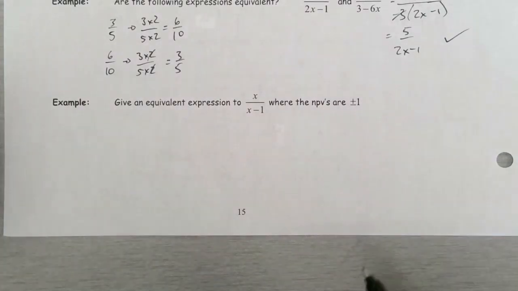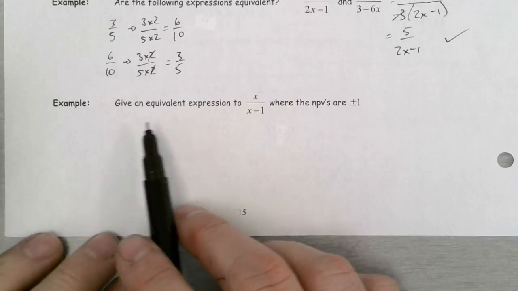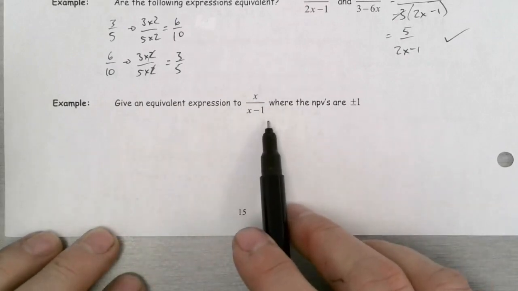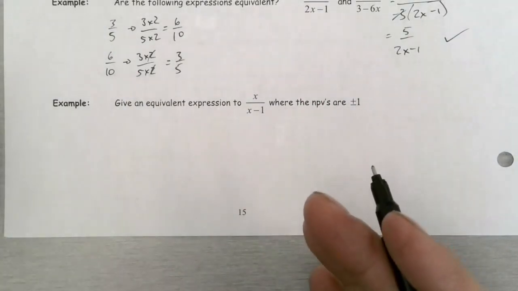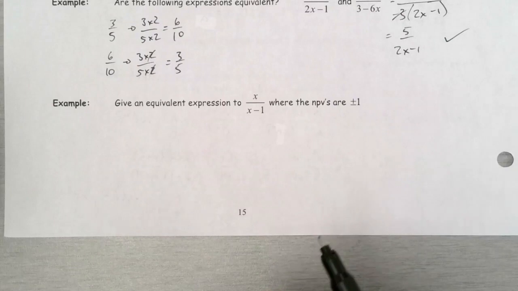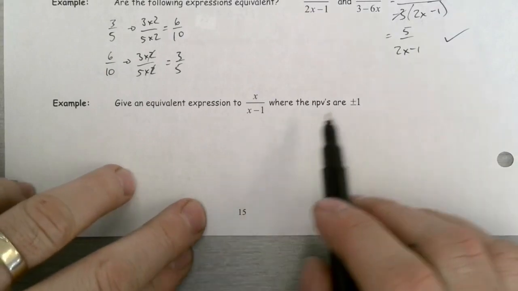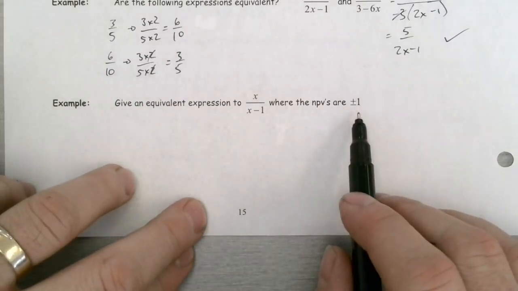Okay, now in this problem, and you're going to see the connection to the previous question we just did, it says, give an equivalent expression to the one that we've got right here where the non-permissible values are plus or minus 1. Now, to create an equivalent expression, that's pretty straightforward. All I need to do is multiply the same thing by the numerator and the denominator. But we want the non-permissible values here to be plus or minus 1.